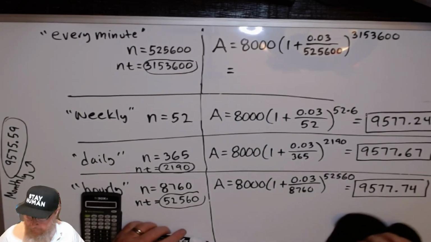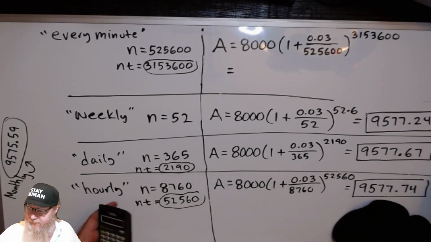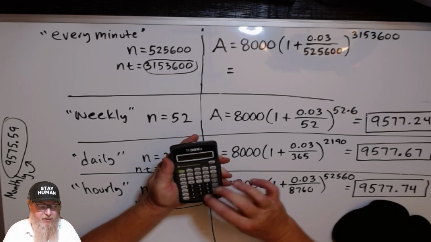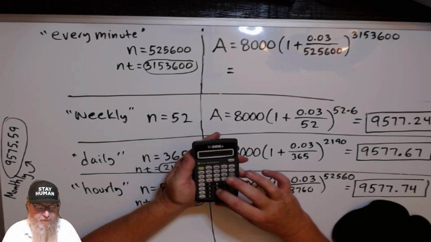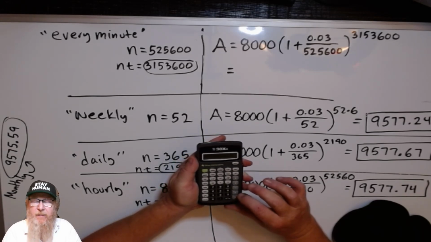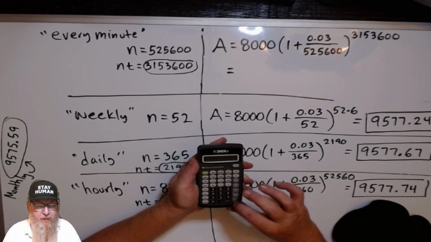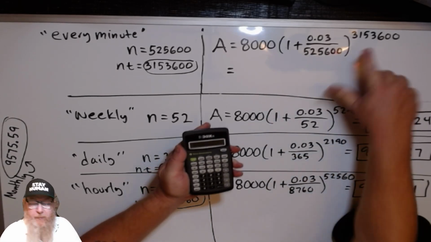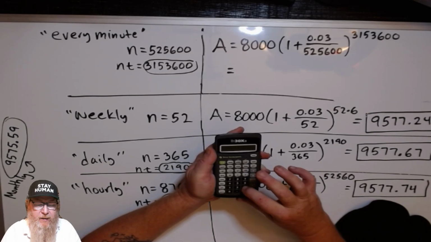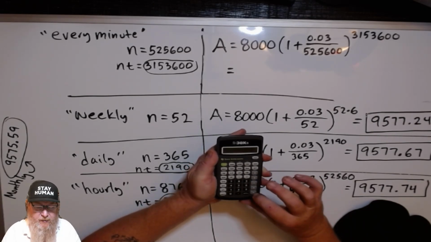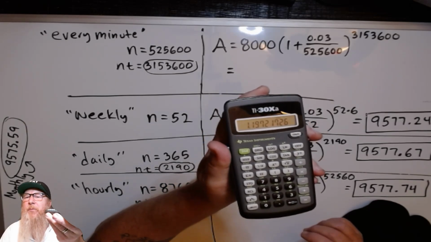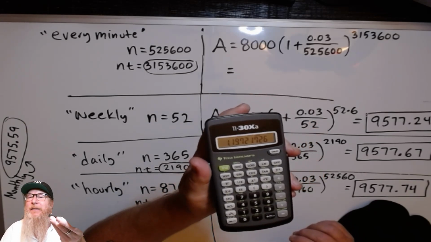How did they ever do this without a calculator? Right? Somebody did. All right, so I got 3% divided by 525,600, plus 1, then to the power 3,153,600. And there's my multiplier again. Look, it's still 1.19, right?